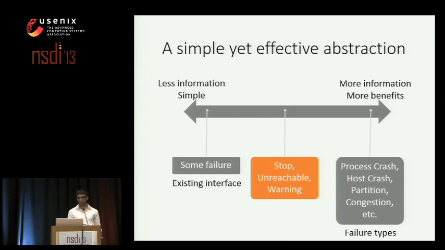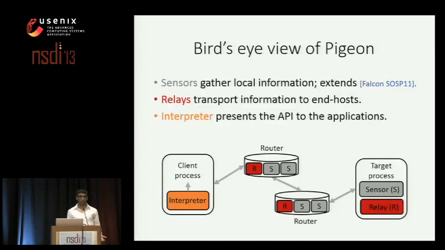The architecture that implements this interface, Pigeon, has a couple of notable design points that I would like to talk about. To get the failure information, Pigeon avoids using end-to-end mechanisms because such mechanisms are slow and generally give inaccurate information. Rather, Pigeon uses local failure knowledge. To do so, it deploys sensors and relays in the network. The idea of using local failure knowledge is taken from Falcon.